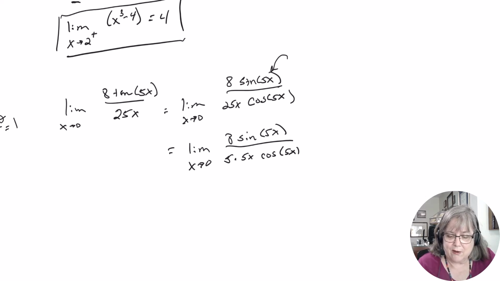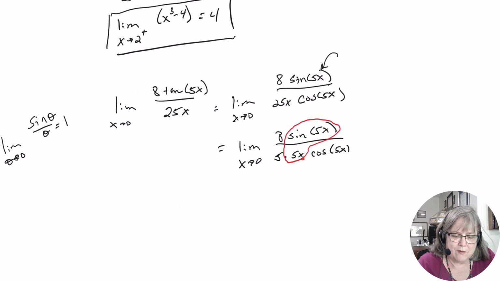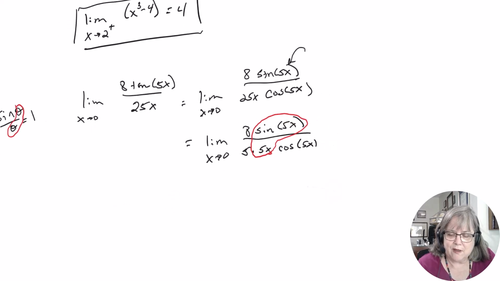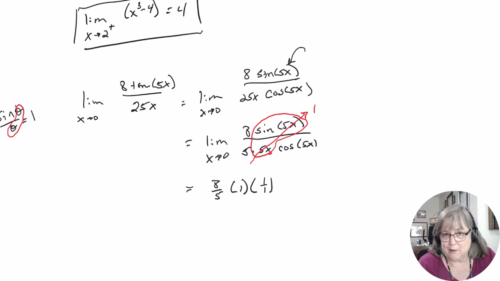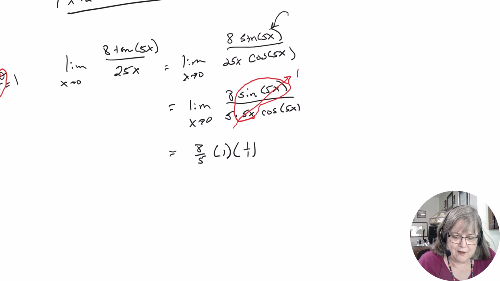I'd be willing to say that. Are you willing to say that? So this is that matching that we need where the angle, the argument, is matched down below. So this is going to go to 1. So this turns out to be 8/5 times 1. And cosine of 0 is 1. So this is literally 1 over 1, which is 1. So this turns out to be 8/5.